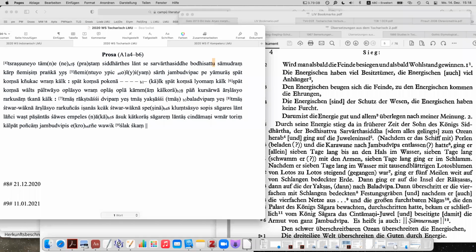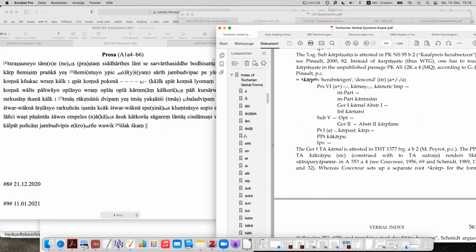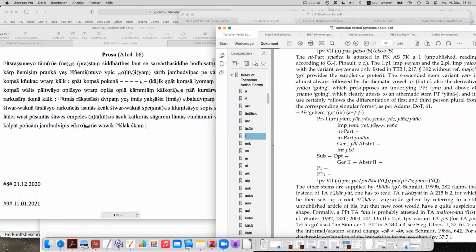Wait a minute. I think it's imperfect. We haven't talked about imperfect, but you get imperfect from the present. Okay, so here this is root e called go. It's actually cognate with the Sanskrit word for go, and of course other Indo-European roots for go.